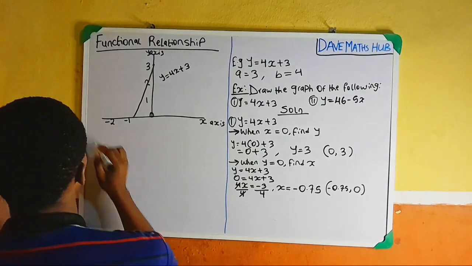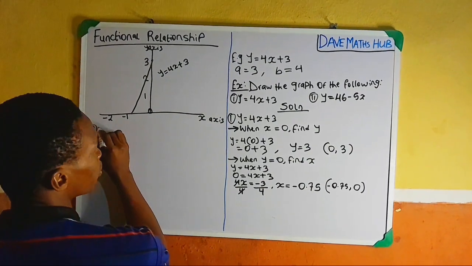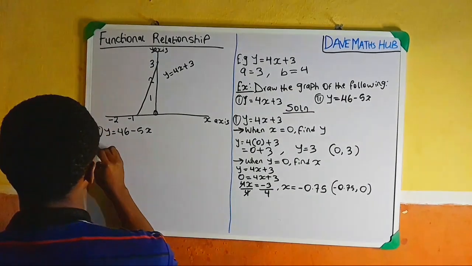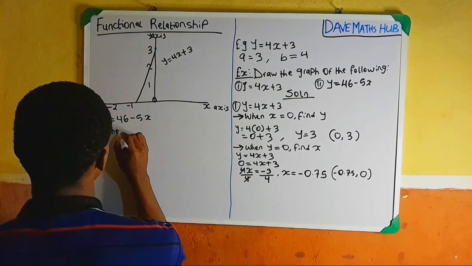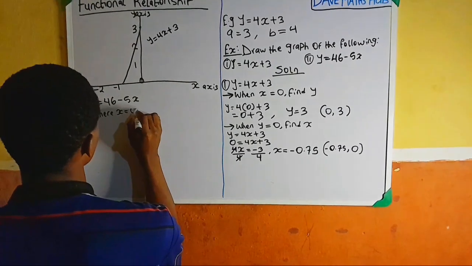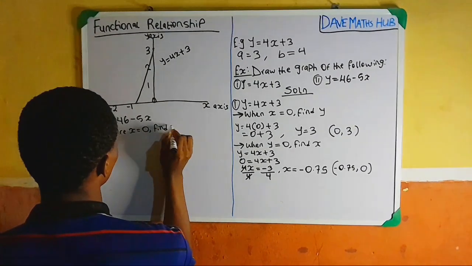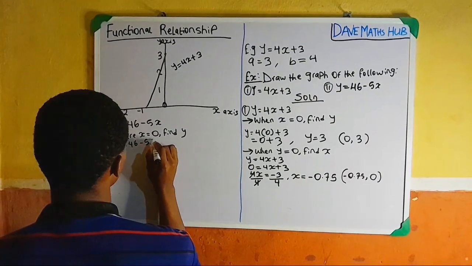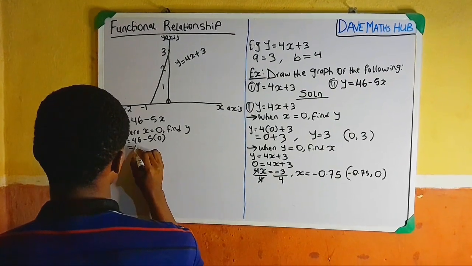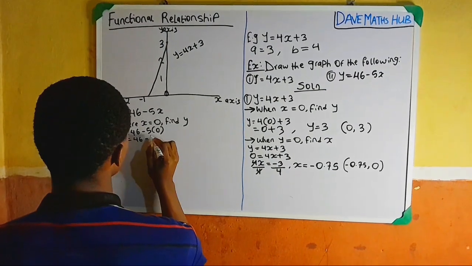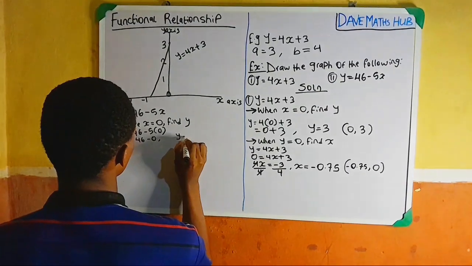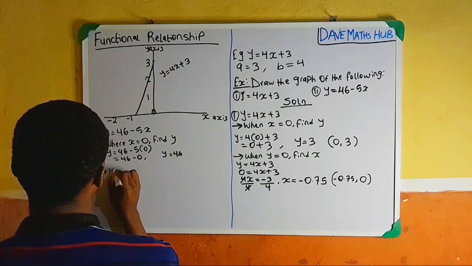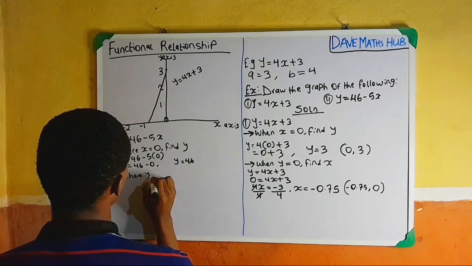Now, let's solve the other one. Number 2, y equals 46 minus 5x, where x is equal to 0. Find y. So y equals 46 minus 5 open bracket 0, which is 46 minus 5 times 0. Therefore, y is equal to 46. Now, where y is equal to 0, find x.